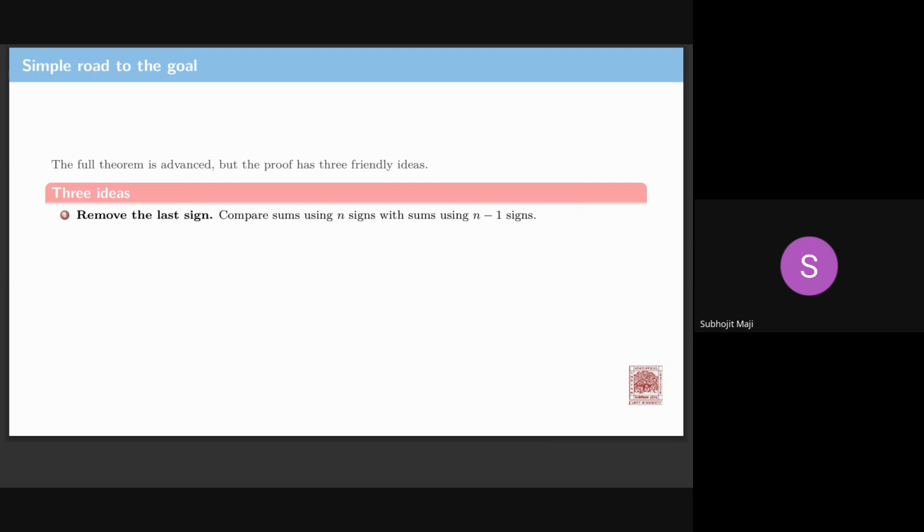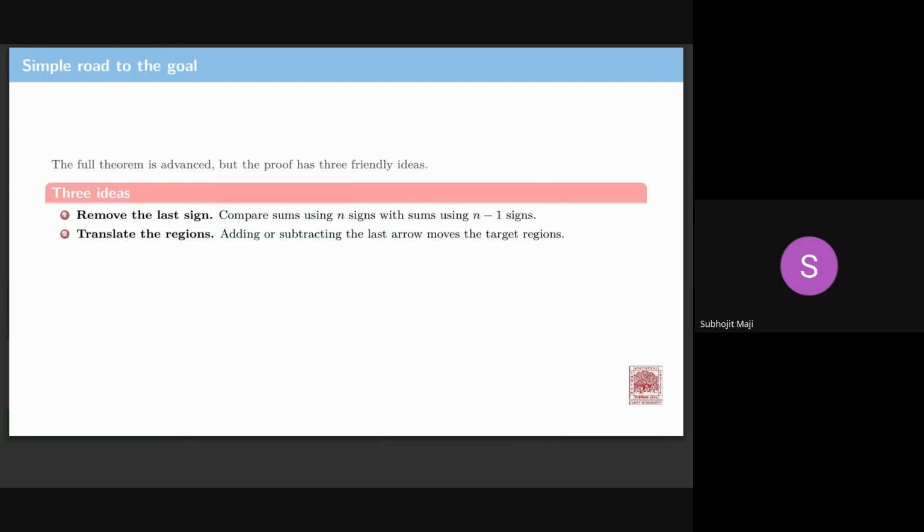So the first idea is to remove the last sign that is there. That is, we try to induct. We will compare this n sign summation using n minus 1 signs. We'll remove one sign, look at it, and then induct it back to n. So that's how induction works actually. So this is what we'll do.